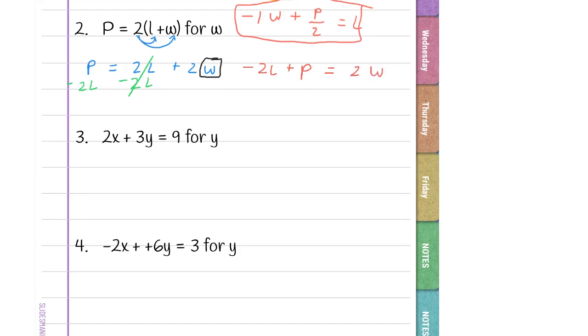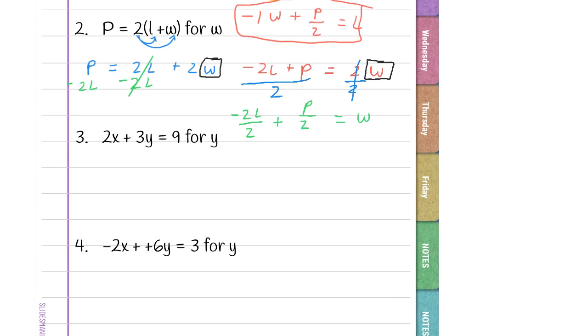Make sure you keep that box around your W because this is not going to be moved. Everything else is going to be moved. All right. So that is 2 times W. How do I move that 2 over to the other side? Well, I need to undo that multiplication. So that means I'm going to undo it by dividing. 2 divided by 2 reduces to 1. And then I do it to this entire equation over here. So then I'm left with negative 2L over 2 plus P over 2 is equal to W.